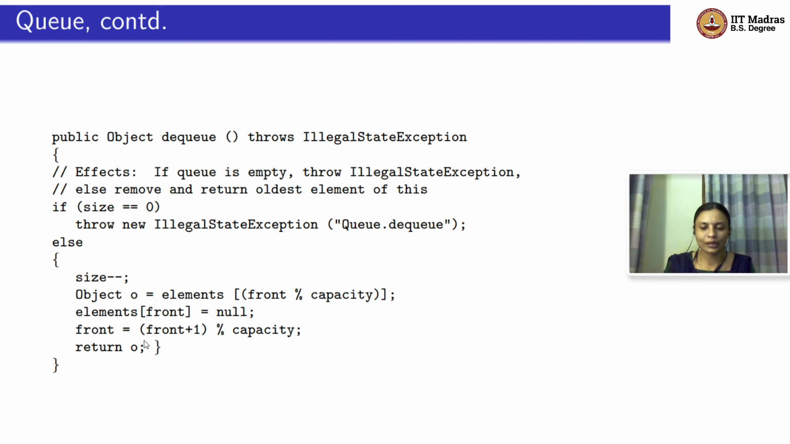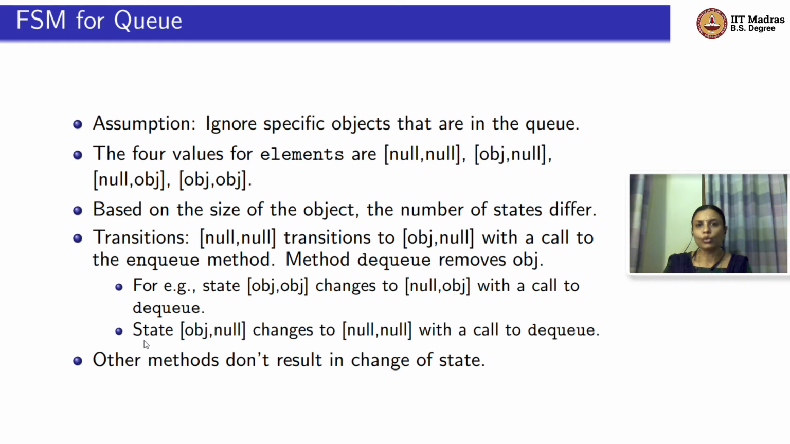The standard. So there is a queue class. It has three methods: enqueue, dequeue, and a check method that checks if the queue is empty. And without loss of generality, assume for now that the maximum capacity of the queue is very small. It's only 2. So a finite state machine for the queue will have things like this. Assume that we are not worried about what kind of specific objects go into the queue.